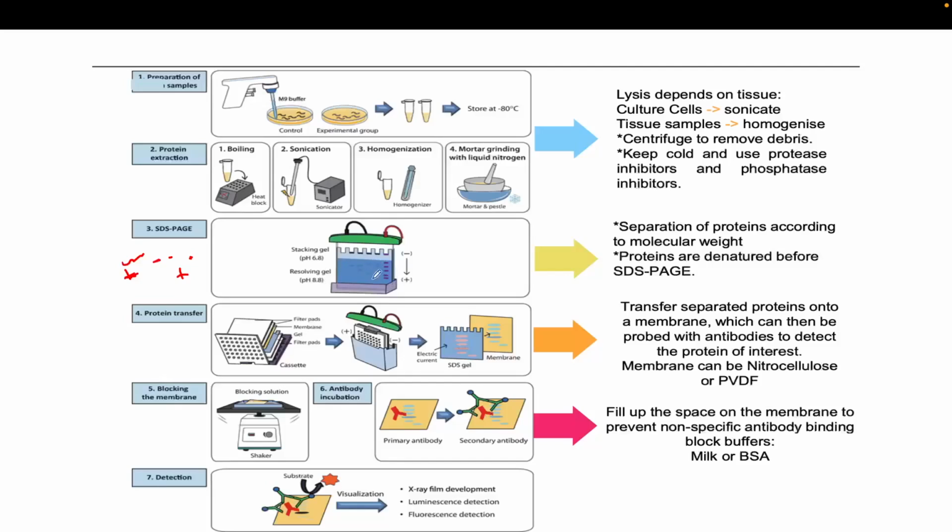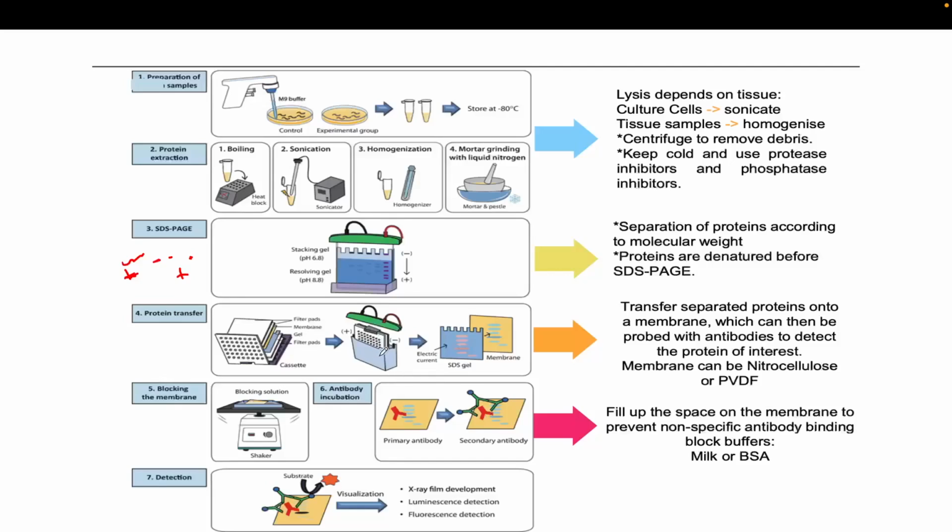Once polyacrylamide gel electrophoresis is done, you have to transfer this gel onto the blotting membrane. Here you can see the protein you have to transfer. The protein is now in the gel, so you have to transfer it from the gel onto the blot. Suppose this is the gel, and the protein is there; you have to transfer it onto the membrane.